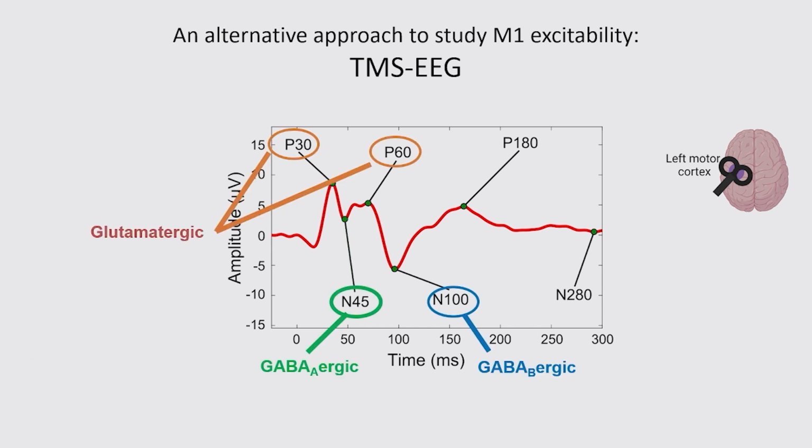There are some pharmaceutical studies showing that some of these peaks could reflect the activity of the glutamatergic, so the excitatory system, and some peaks would reflect the GABAergic system. Of note, considering this presentation, when we're looking at cortical excitability, there are different levels. You can actually evoke TMS-EEG activity with a lot lower intensities compared to MEPs. For MEPs, you need higher intensities.